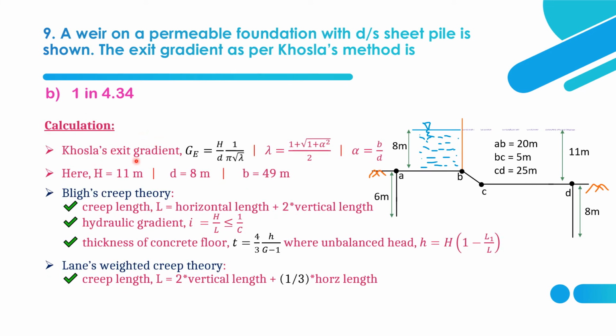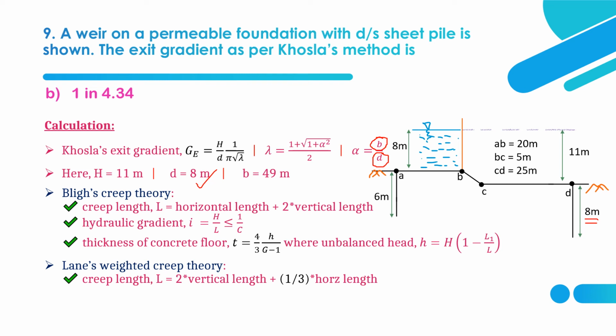So here you can see the formula. Khosla's exit gradient G is equal to H by D into 1 by pi root lambda. What is lambda? Lambda is equal to 1 plus root of 1 plus alpha squared, by 2, and alpha is B by D. So the point is to find the B value, and D is nothing but the depth of downstream sheet pile. That is 8 meter. They have already given it in the diagram. So D is 8 meter.